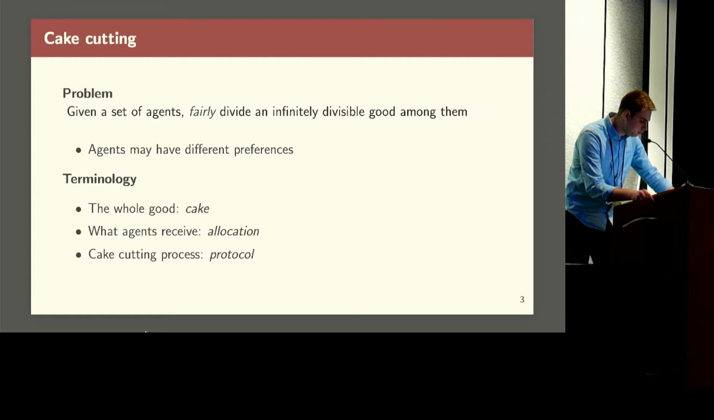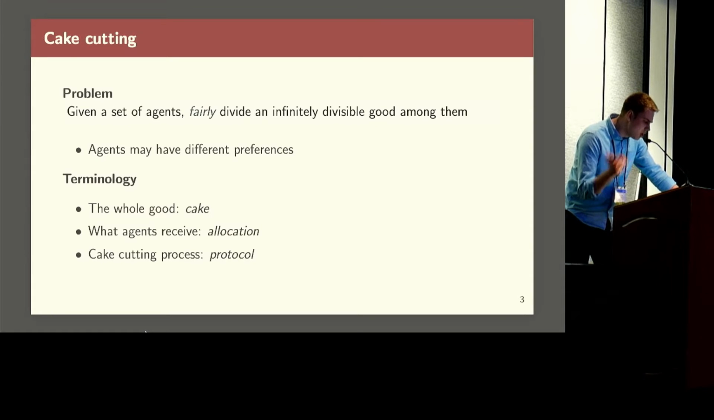Some terminology here. We often refer to the whole good as the cake, and what agents receive of the cake after we divide it is called the allocation. And the actual process of producing the allocation from the cake is what we call the protocol. It's algorithmic in style, though it may ask agents to do things like split up one piece into two or compare some. Specifically, the protocol I described with Alice and Bob is called cut and choose, and I'll refer to that in the talk in the future.